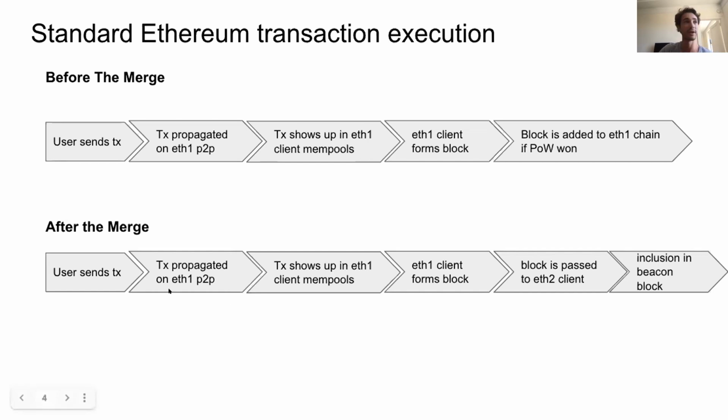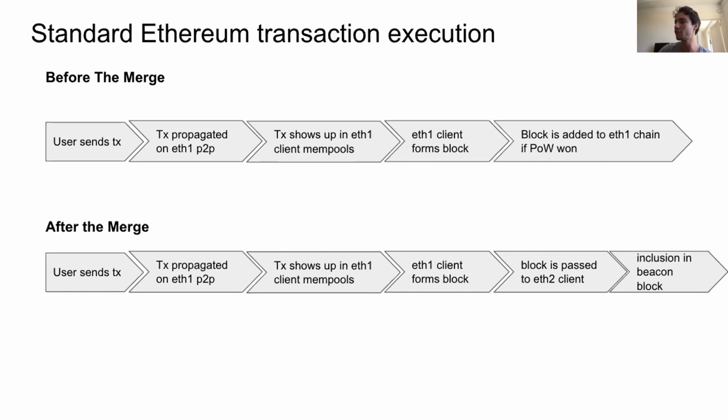After the merge, a user would still send a transaction. The transaction would still be propagated on the same peer-to-peer network layer. The transaction would still show up in ETH1 client mempools. The ETH1 client would still form the blocks. The same software that currently assembles blocks in Ethereum would still do that after the merge. And so in ETH2, the only difference is that the block is now passed to the ETH2 client, as we showed in the previous slide, right? As an element of a Beacon block. And then the finality is slightly different. It's probabilistic at first and then deterministic after some amount of time, when an amount of Beacon blocks have passed and have been finalized.